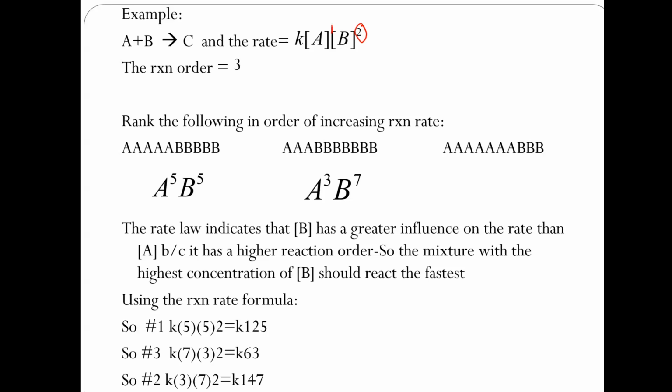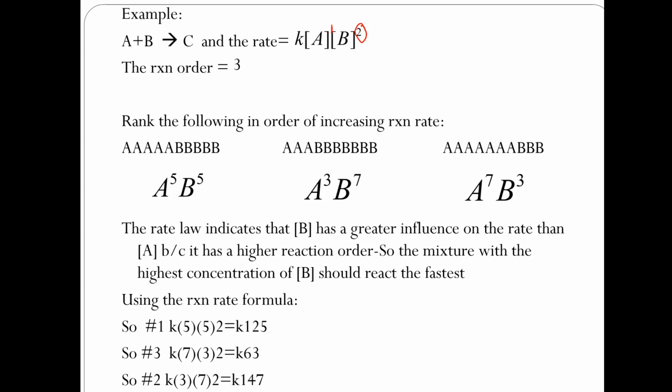The last one, if I count, I see that I have 7 A's and 3 B's. It's going to look like this. A to the 7th, B to the 3rd. So the rate law tells us that the concentration of B has a greater influence on the rate than A because it has a higher reaction order. So the mixture with the highest concentration of B should react the fastest.